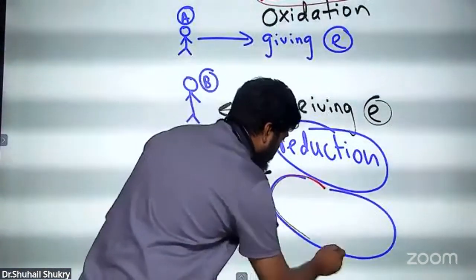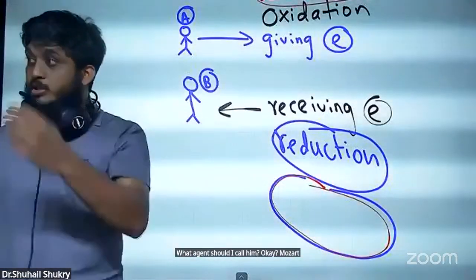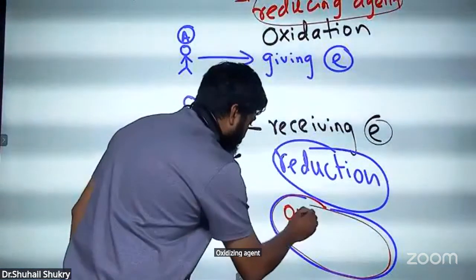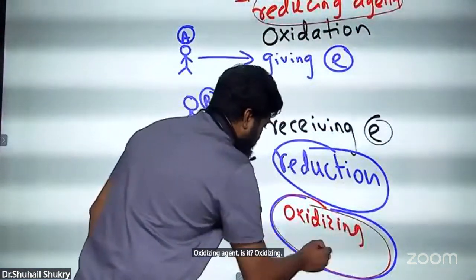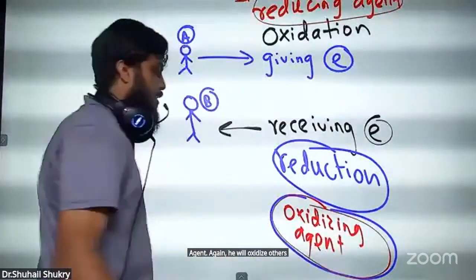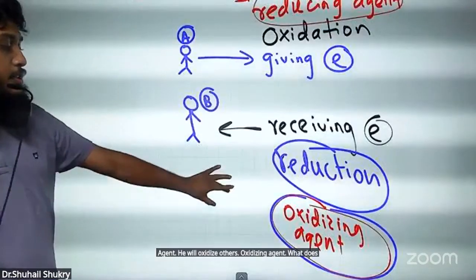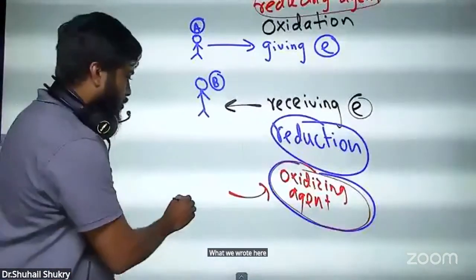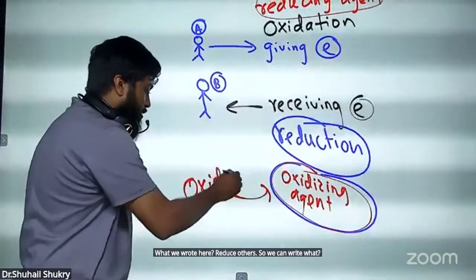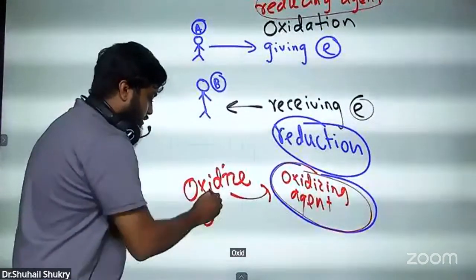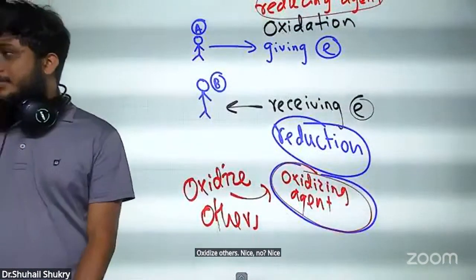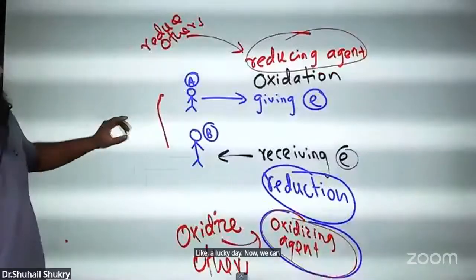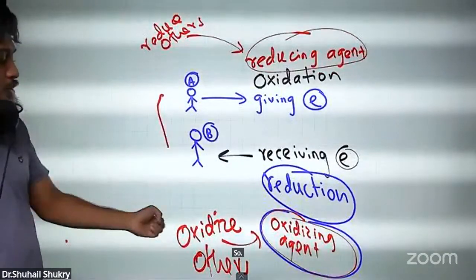Tell me, what agent should I call B? Oxidizing agent. He will oxidize others. Oxidizing agent, what does it mean? What we wrote here was reduce others, so here we can write oxidize others. Nice and beautiful. Now we can continue. So reducing agent: reduce others; oxidizing agent: oxidize others.